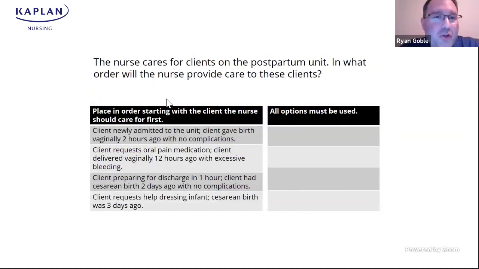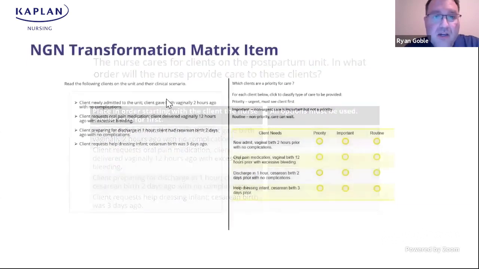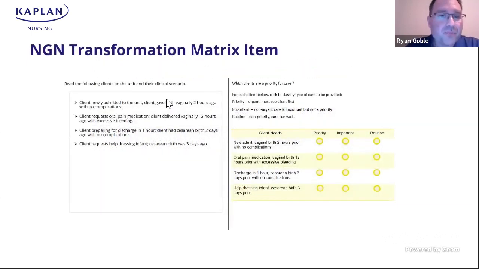This is a who do you see first type question. The nurse cares for clients on the postpartum unit. In what order will the nurse provide care to these clients? So who do you see first, second, third, fourth? If we wanted to change this question, transform it into an NGN style question, here's an example of what we could do. Here we've turned it into a matrix item.